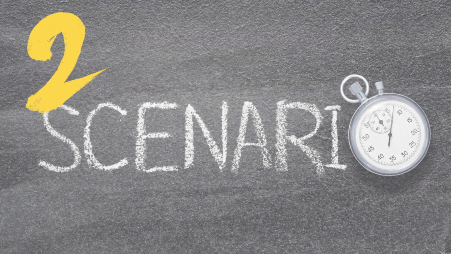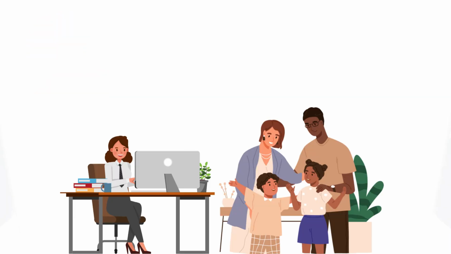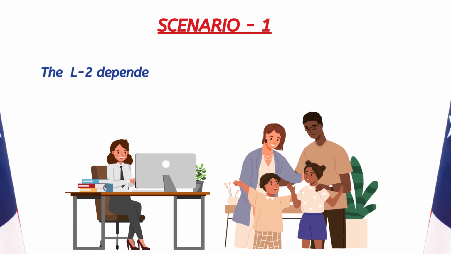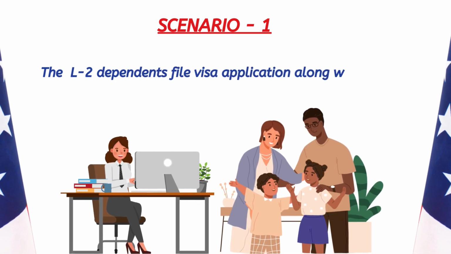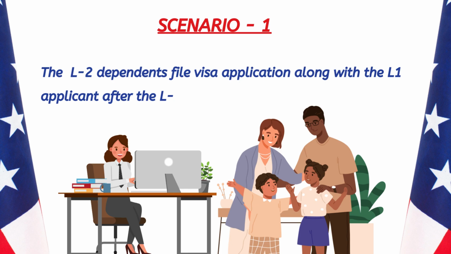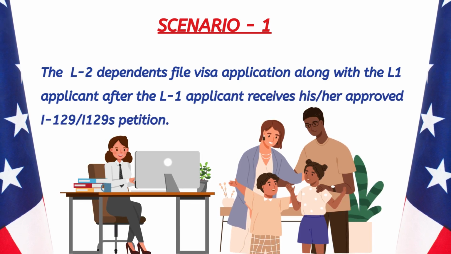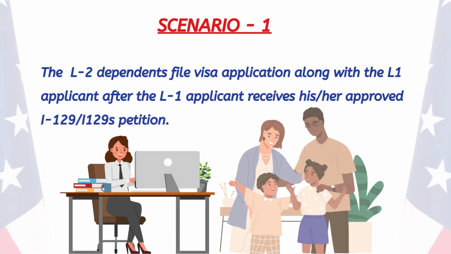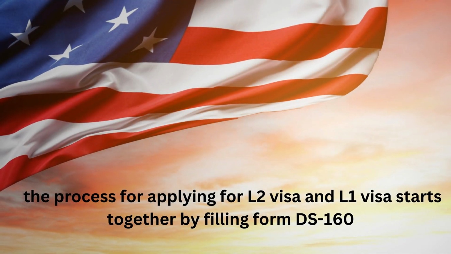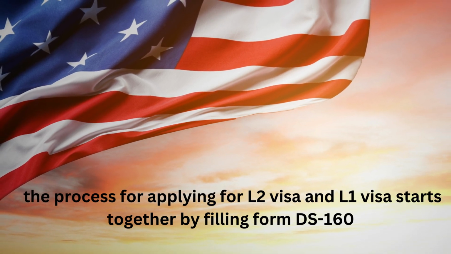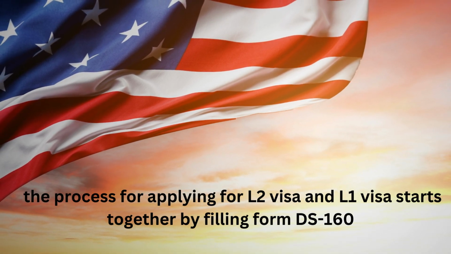Now there are two scenarios to consider. Scenario 1, when the dependents apply for the L2 visa along with the L1 applicant. In this case, once the L1 applicant receives the approved I-129 or I-129S petition, the process for applying for both L2 and L1 visa begins simultaneously by filling out Form DS-160.